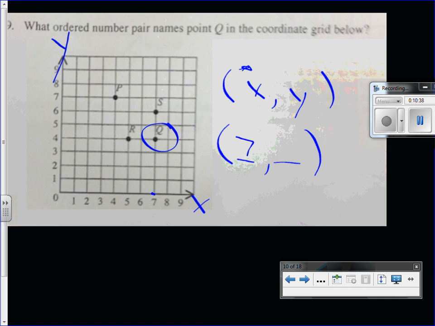And I'm going to go up. 1, 2, 3, 4. Right here, is it 4? It is 4. 4 is my second coordinate. That's how easy that is. Let's go ahead and just do another one here for an example. Let's do P. I'm going to go over 4 and up 7. That's how P would be. All right? Next one.